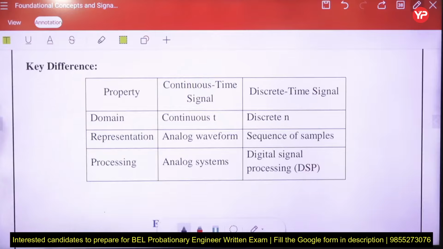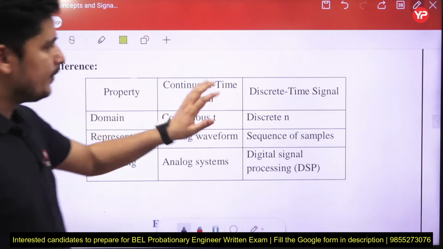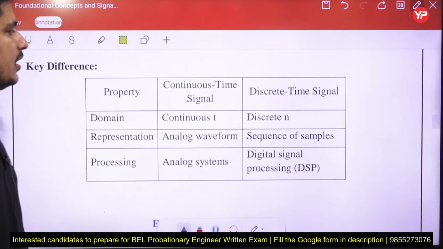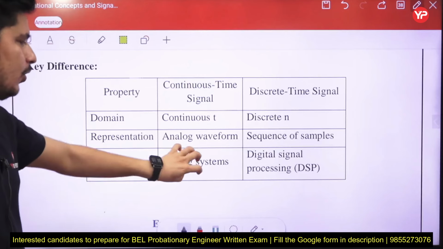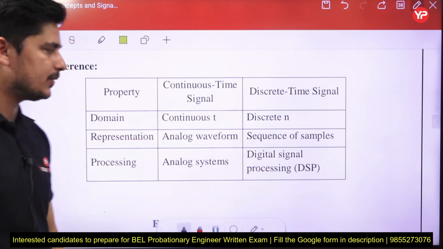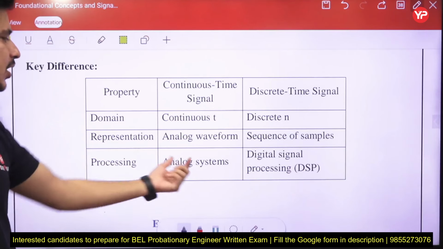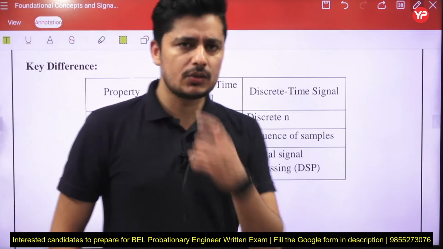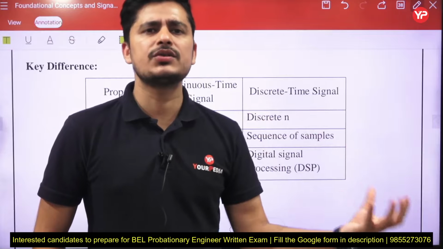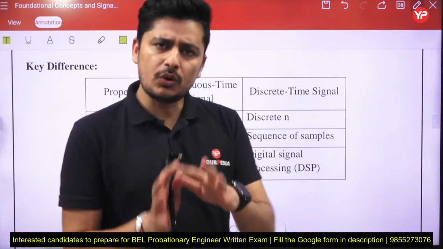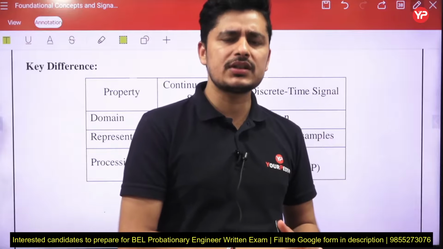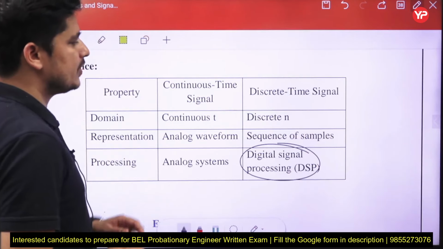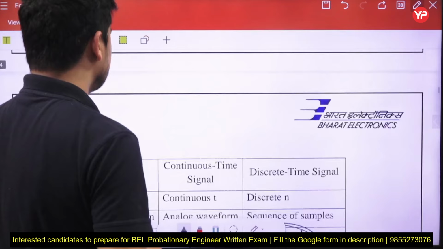These are the properties of the discrete time signal. Domain: continuous time, and discrete time means discrete in n. Representation: analog waveform, and sequence of samples. Processing: analog system, and this is digital signal processing. To study the analog waveform, we generally do analog signal processing. Nowadays we are not using analog signal processing, because we have totally moved from analog to digital form. So digital signal processing is the most important thing nowadays. Digital signal processing is the processing of digital signals, that is, discrete time signals.